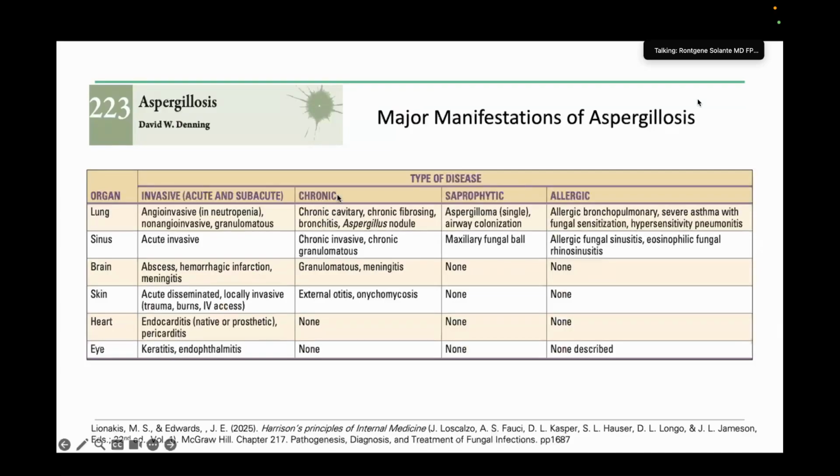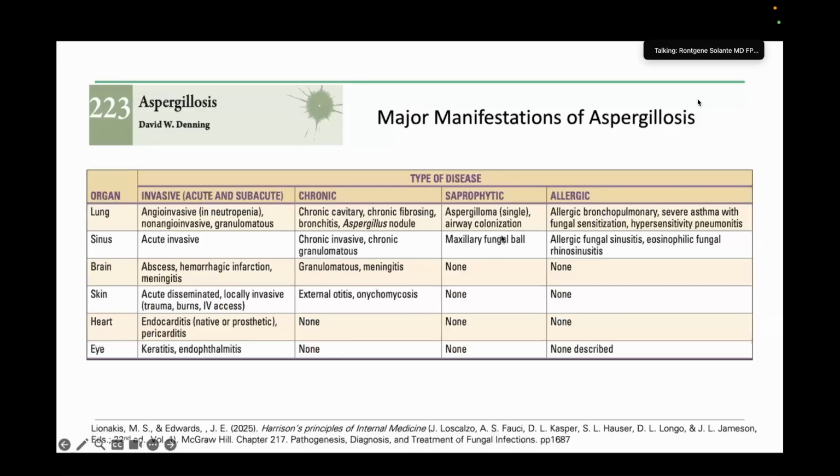Now, for the chronic type of your aspergillosis, the most common underlying conditions here are those patients with lung infections in the past, and that's why it can be an opportunistic infection. And in the lungs, it can cause cavitary lesions. Okay, in the sinuses, it can also cause chronic invasive granulomatous disease, or meningitis in the brain, and external otitis or onychomycosis in the skin. It can also affect the heart and the eye.